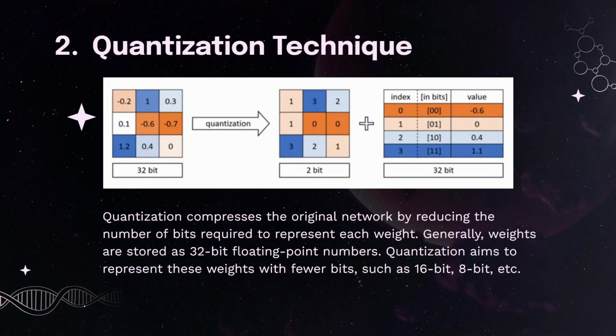Next technique is quantization. Quantization is a model compression technique that involves reducing the precision of a machine learning model's parameters. This can be done in a number of different ways, but the most common approach is to convert the model's parameters from floating point numbers to integer numbers. Quantization can be applied to a variety of different machine learning models, including neural networks, decision trees, and support vector machines. It is a powerful technique that can be used to reduce the size and complexity of machine learning models without sacrificing too much performance.